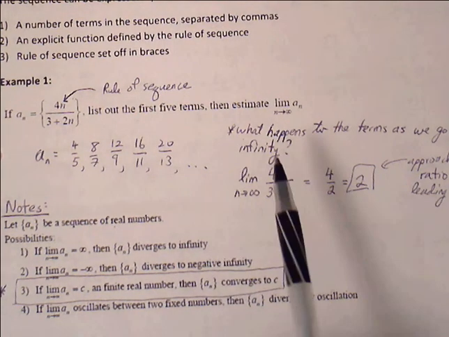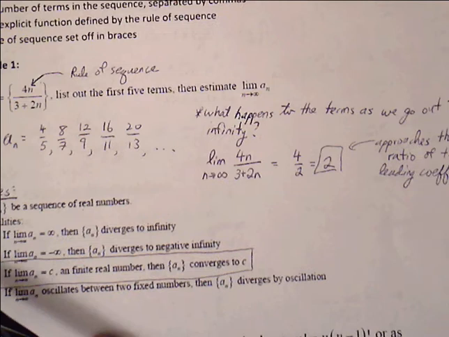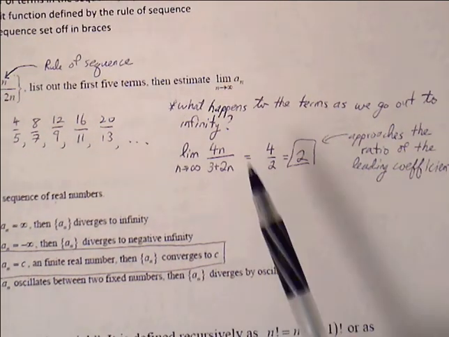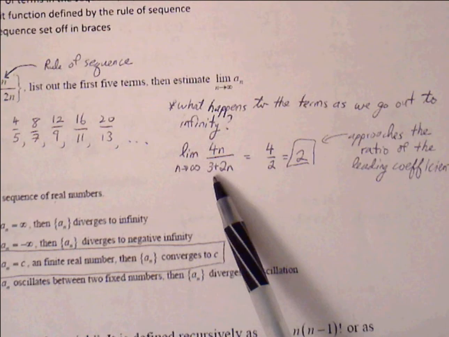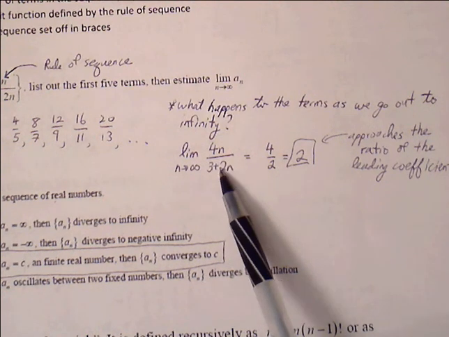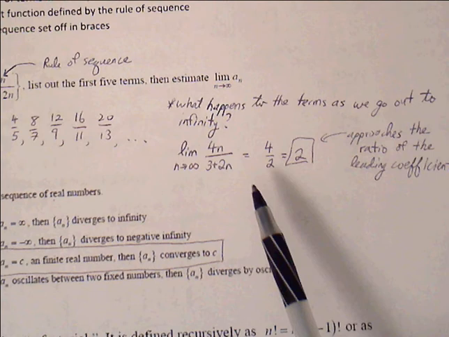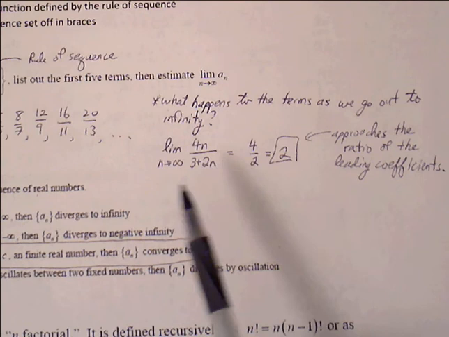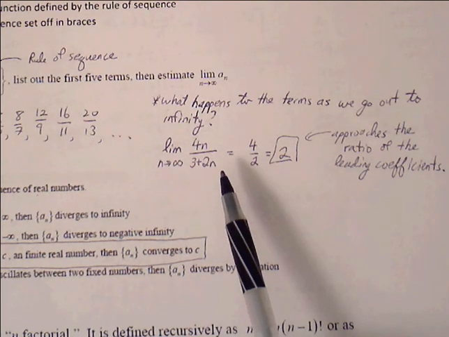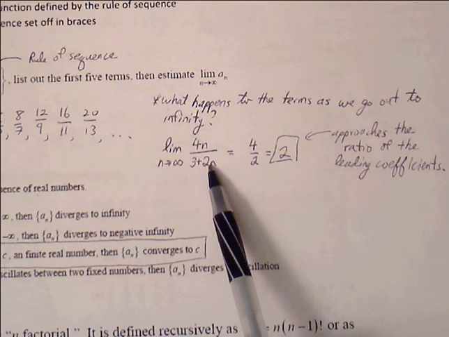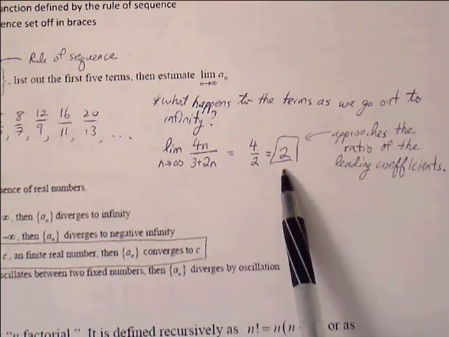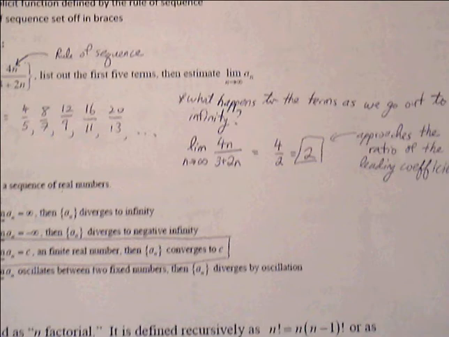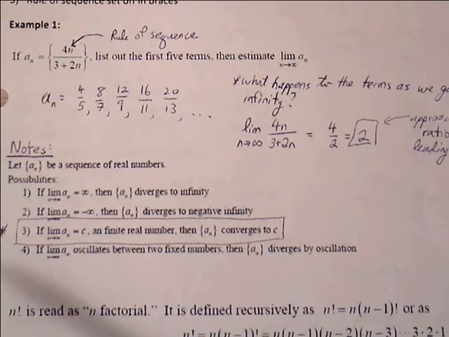And so what happens to the terms as we go to infinity? What we can do is find the limit as n approaches infinity for our rule of sequence. Looking back at an old rule that we've been exposed to, if the degrees are the same between numerator and denominator, and we're finding the limit as n approaches infinity, we can simply take the ratio of the leading coefficients. In this case, we have 4 over 2, and that gives us 2, so our limit as n approaches infinity is equal to 2.